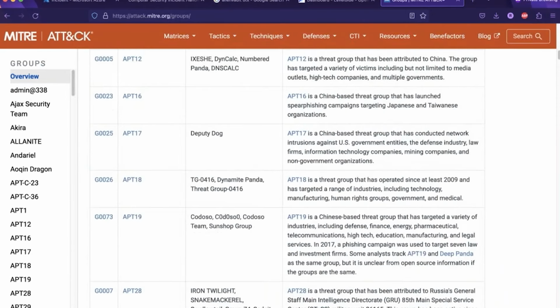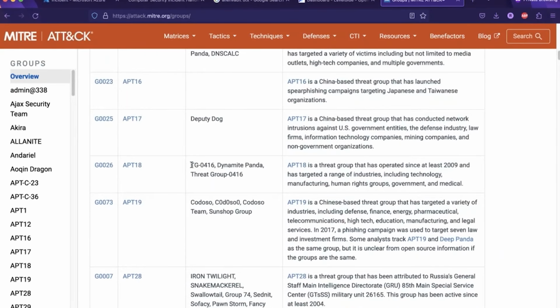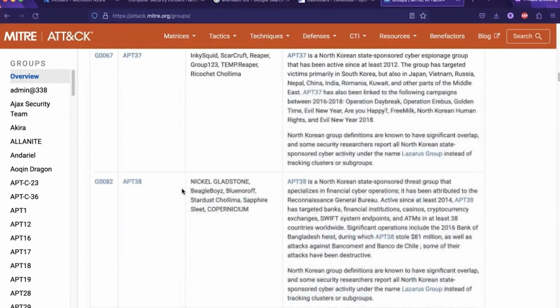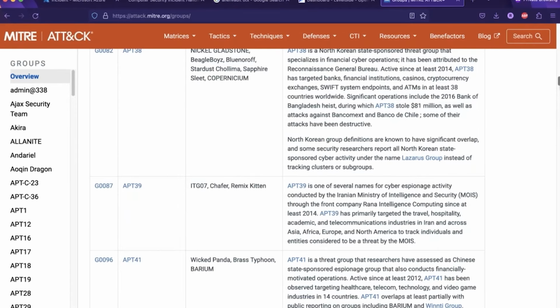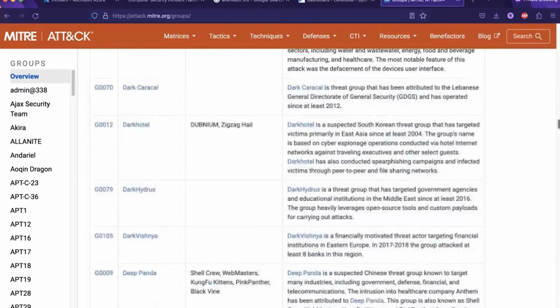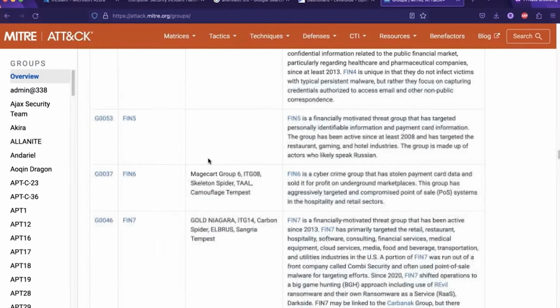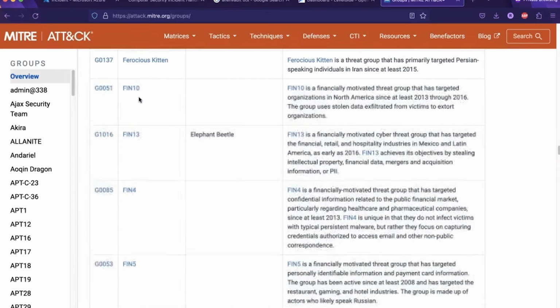So you will see Elderwood, APT18. They might be known by different names, and there are details about them, such as from when they were working. You will find all of that there. This is a whole list of groups targeting people all around the globe, right? So you start with those, like you can see FIN10.